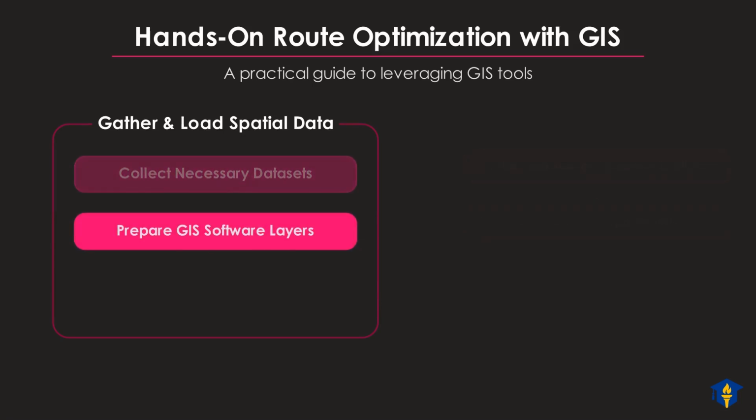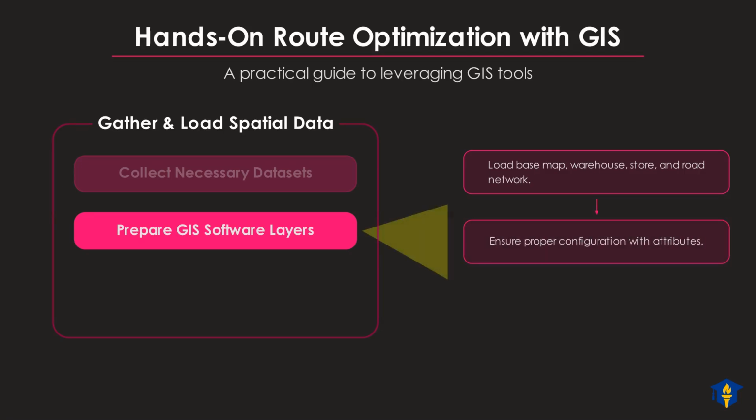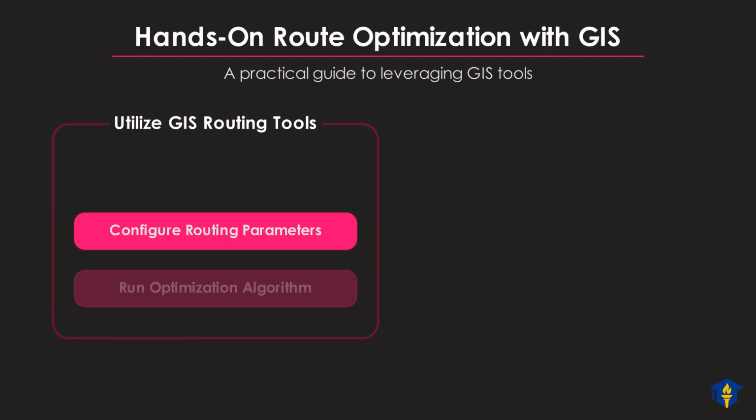Then we prepare the GIS software layers for our project. Load the base map, warehouse, store, and road network layers. Ensure proper configuration of all layers with their attributes. Now, let's utilize the powerful GIS routing tools available.